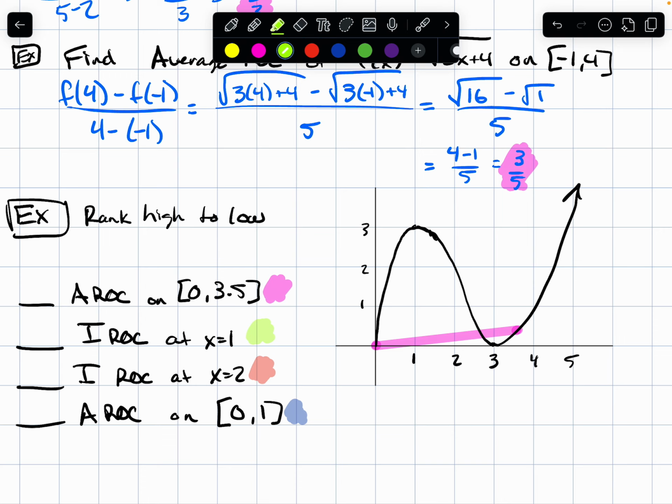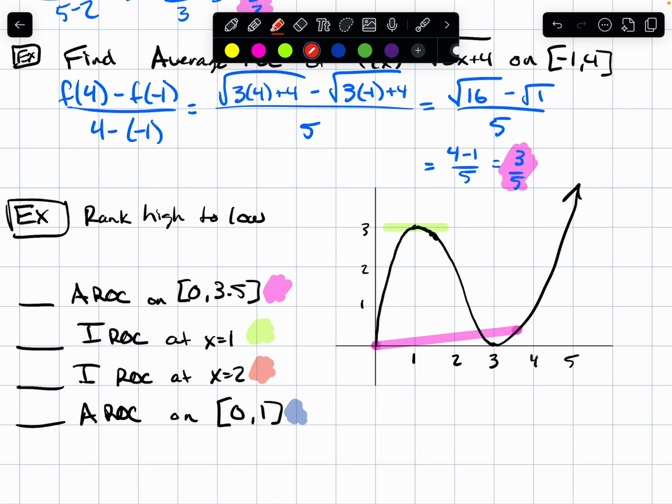Next, let's look at the IROC, instantaneous rate of change. So what that would be is just the tangent line, the slope of the tangent line at 1. So whenever I have a min or a max, that tangent line is going to be flat. So we can see already kind of how these slopes are going to interact and compare.